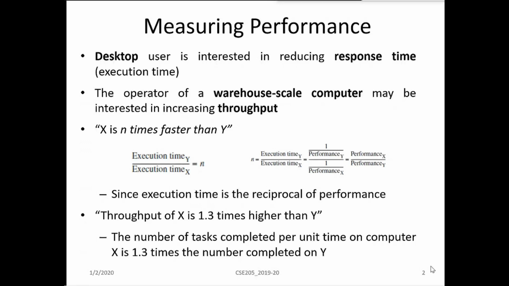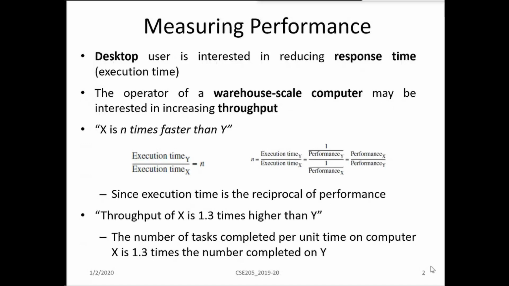So if that is the case, 1 by performance of Y by 1 by performance of X, which is equivalent to performance of X by performance of Y. Clear? So this one, right? When you want to compare two processors, say X and Y, this is what we need to do. That is the execution time of Y divided by execution time of X. When it is in terms of performance, it should be performance of X divided by performance of Y.